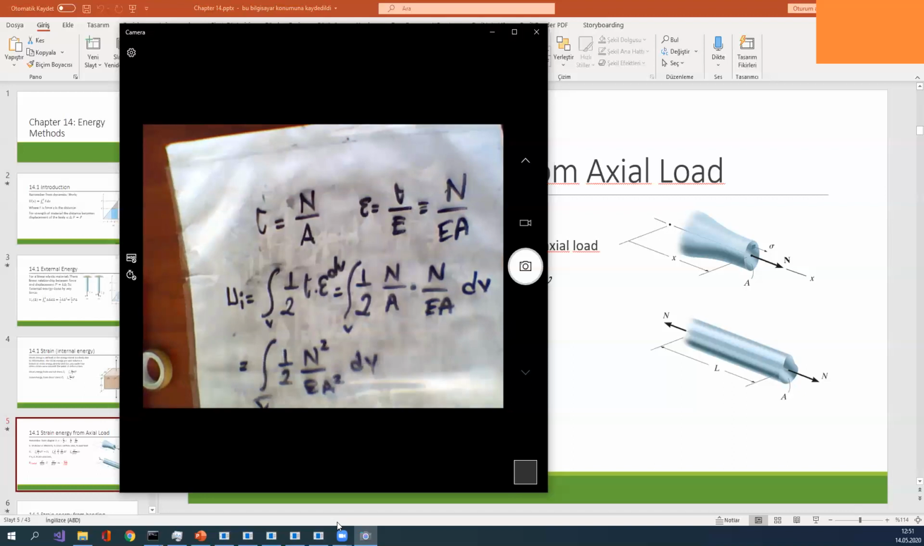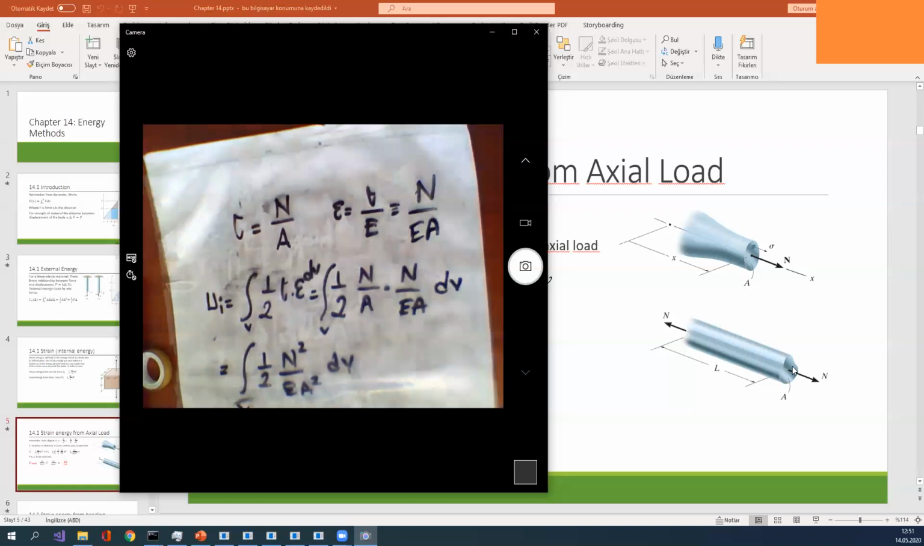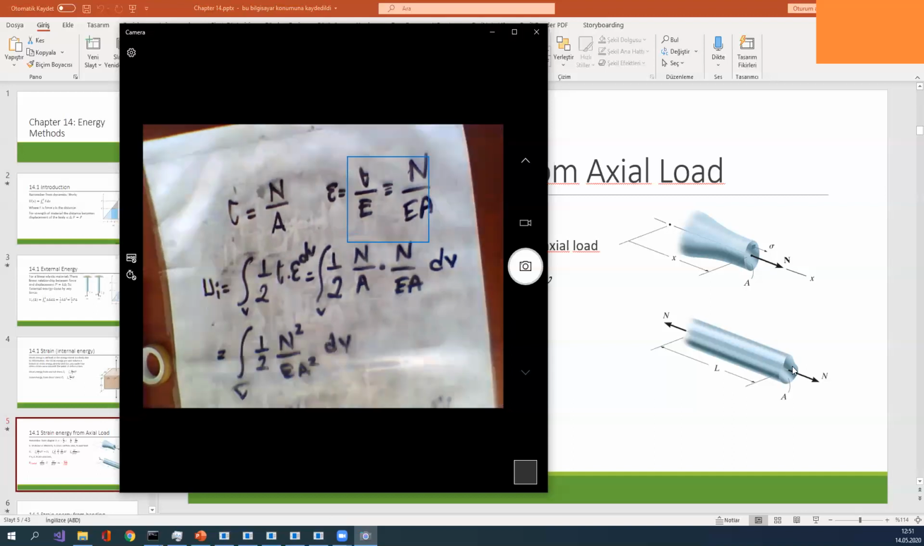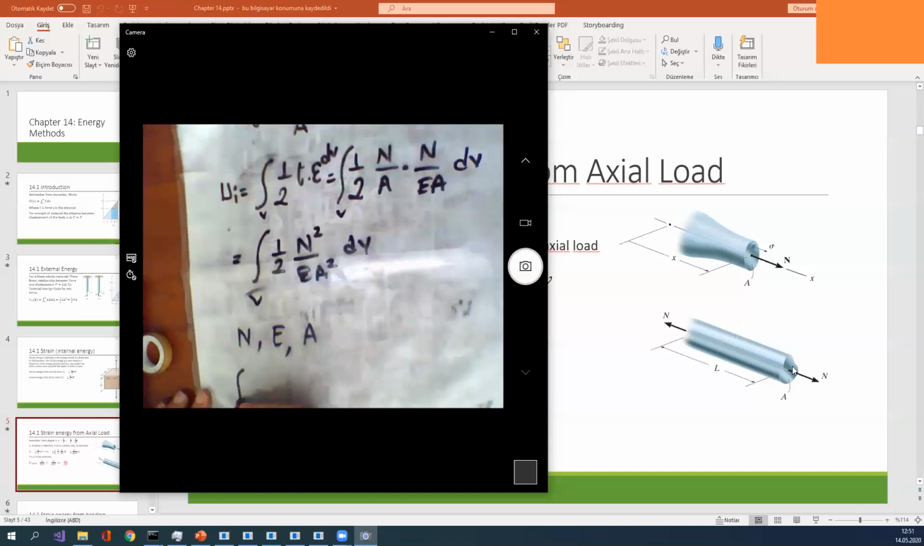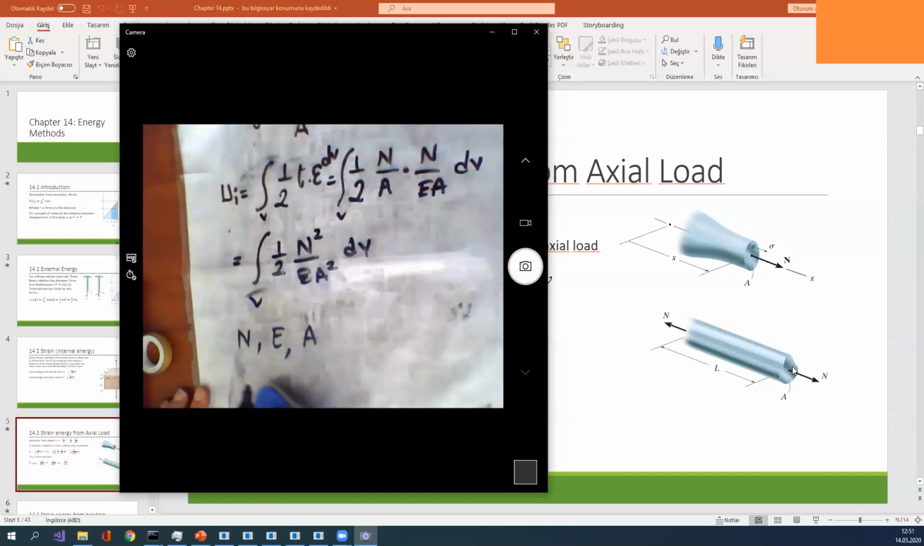First of all, if I have a constant cross-section shape like in this figure, I can write also N, if the N is constant. Also, modulus of elasticity is constant. Also, area is constant, so I can move these three terms out of the integration. So our integration becomes, is constant.